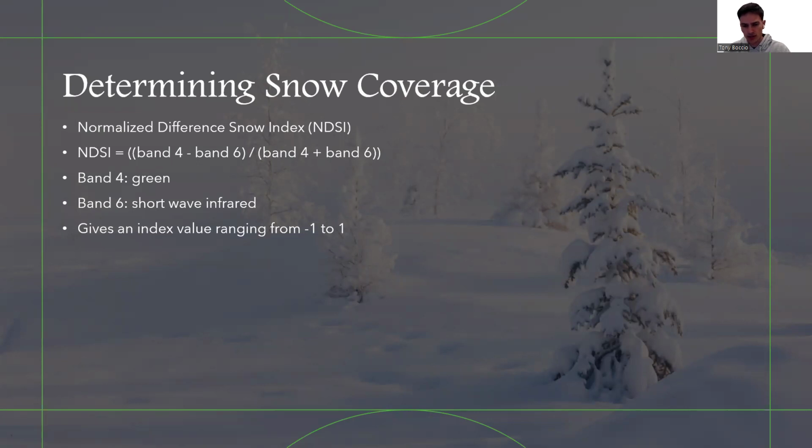So how did I determine snow coverage? Well, I used, like I said before, the normalized difference snow index, or NDSI, and this is actually a very simple calculation. It uses the bands 4 and 6 from Landsat 8, which are the green and shortwave infrared bands respectively. This calculation gives an index value ranging from -1 to 1, and values closer to 1 indicate a higher probability of snow presence.